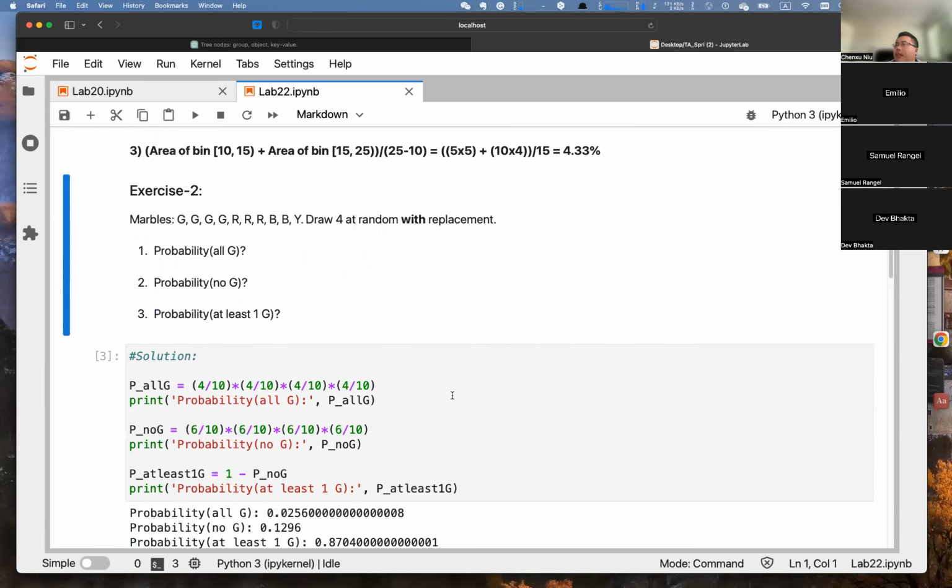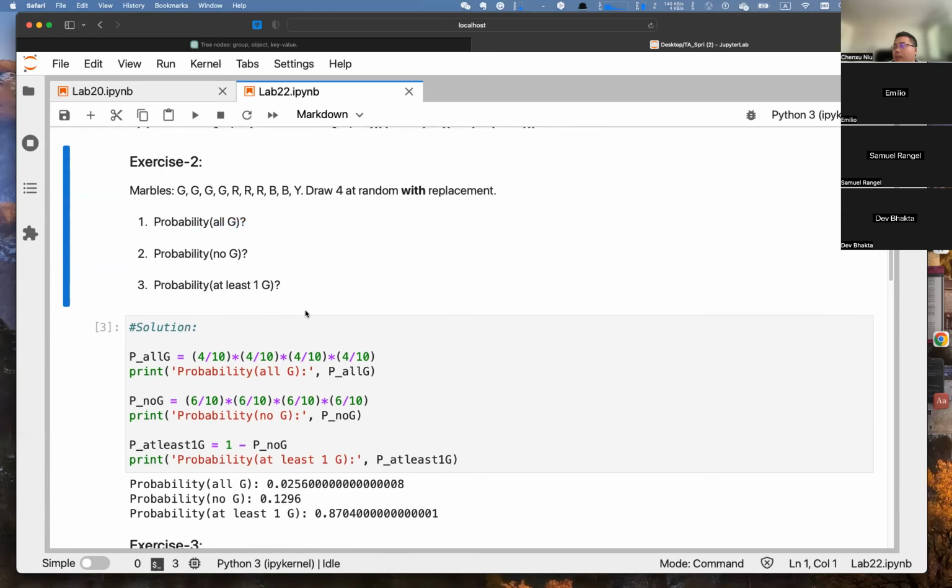Okay, next is exercise 2, about probabilities. Suppose we have 10 marbles and draw 4 at random with replacement. The first is the probability of all G's, the second is the probability of no G, and the third is the probability of at least one G.